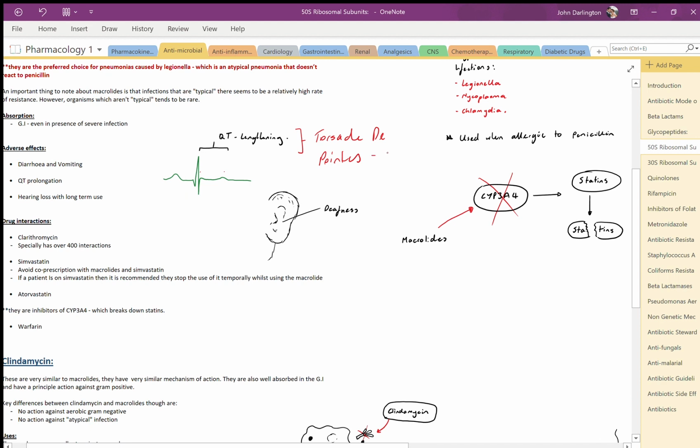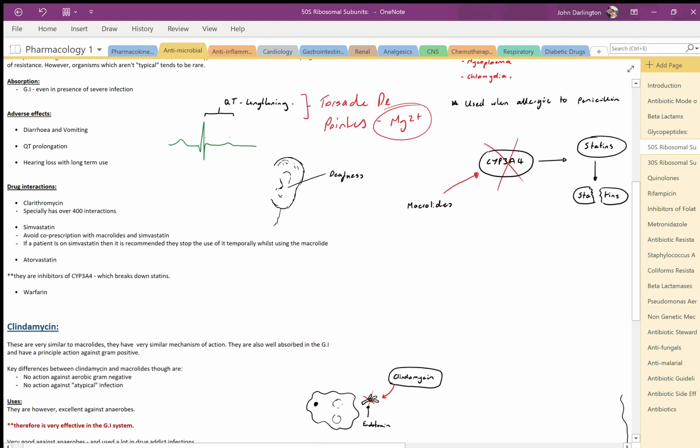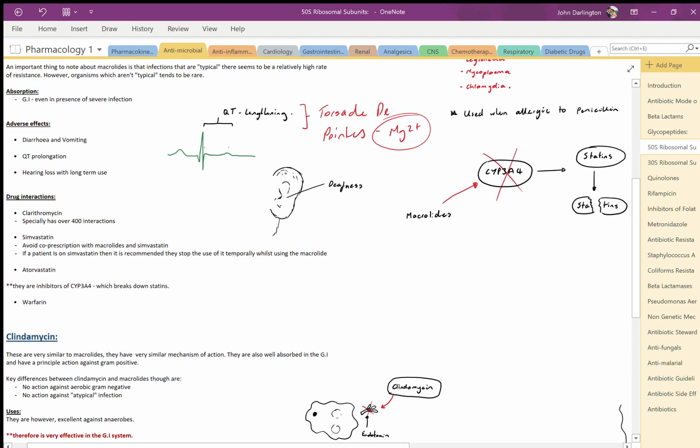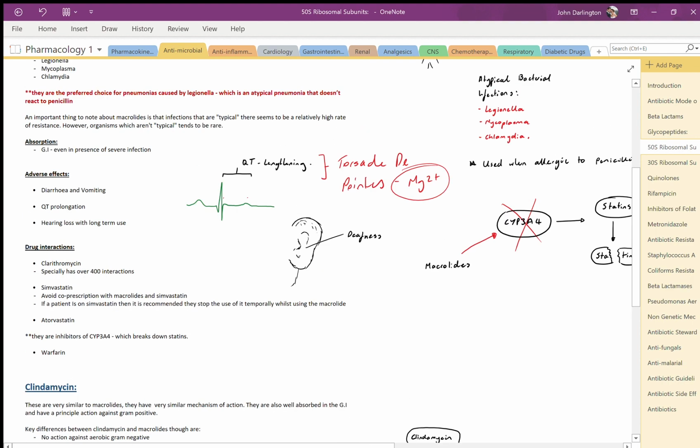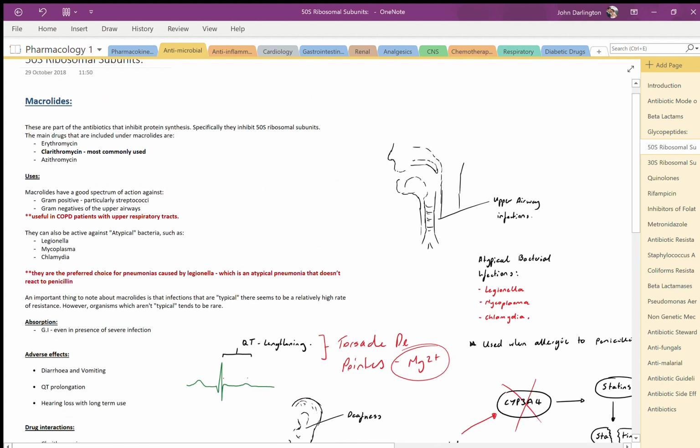Interestingly, you treat it with magnesium. You don't shock the person. You can kill them if you shock them. You give them magnesium sulfate to fix them. But it's very important. So if you ever see that written on any patient notes, that they have QT lengthening or QT prolongation, then you need to be thinking these people are not suitable for macrolides.